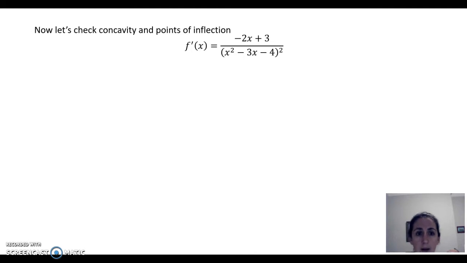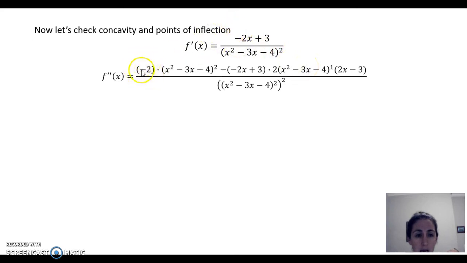This is the first derivative, and I'm going to need to take the second derivative. In order to take the second derivative, I'm going to need to use the quotient rule. So my second derivative will be the derivative of the top times the bottom minus the top times the derivative of the bottom. Notice I have to use my chain rule again over the denominator squared.